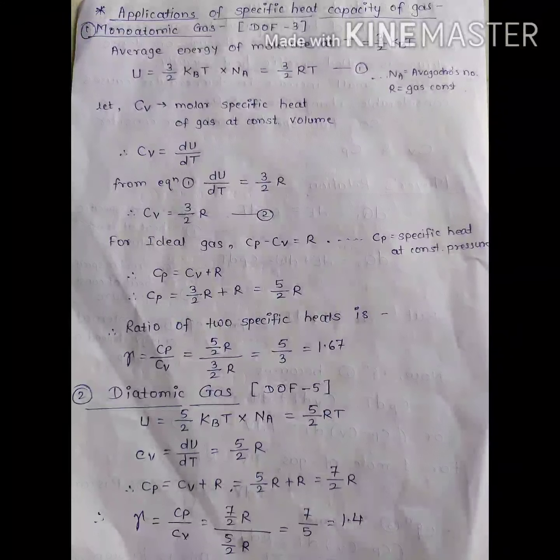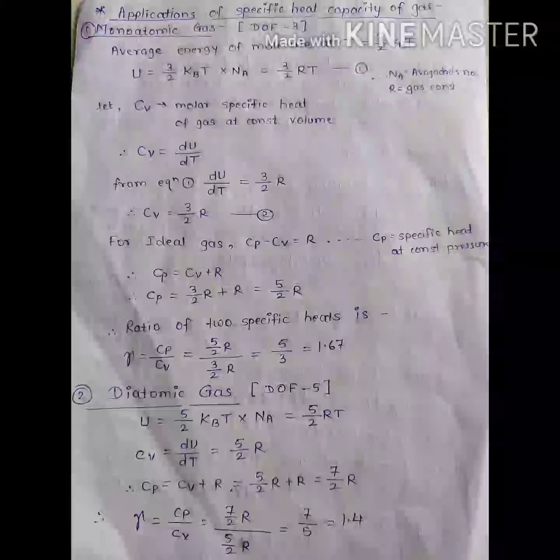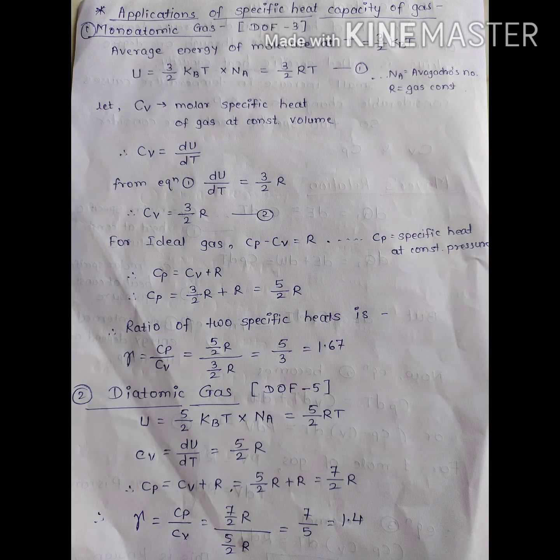Therefore, the average energy of a molecule at temperature capital T is equal to 3 by 2 kBT, and its internal energy U is equal to 3 by 2 kBT into capital NA is equal to 3 by 2 RT. This is our equation number 1. In this equation, capital NA is nothing but Avogadro's number, and capital R is the gas constant.